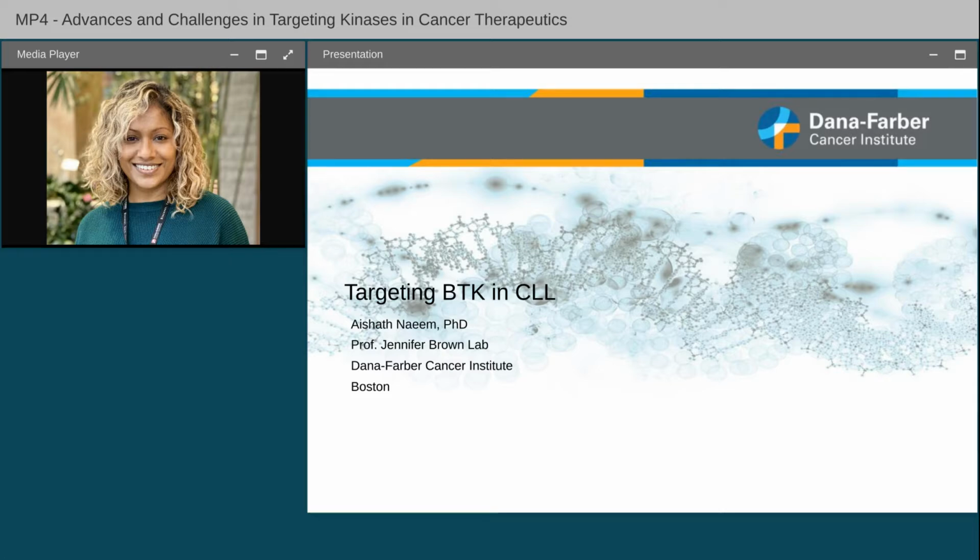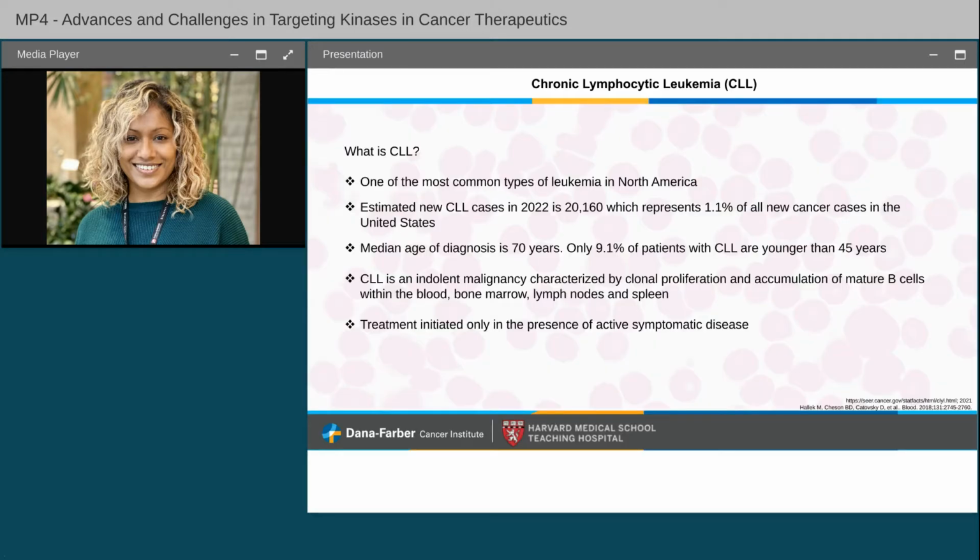So my talk today is about targeting BTK in CLL, and I'll start with a brief introduction on chronic lymphocytic leukemia, or CLL. So what is CLL? CLL is the most common B lymphoid malignancy in North America. In 2022, new CLL cases are estimated to be 20,160, which represents about 1.1% of all new cancer cases in the United States.